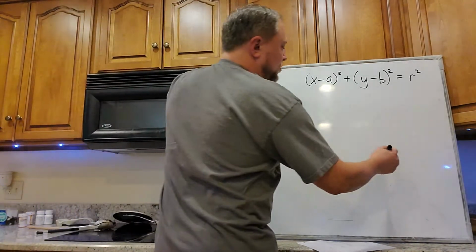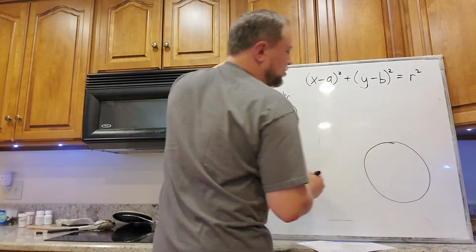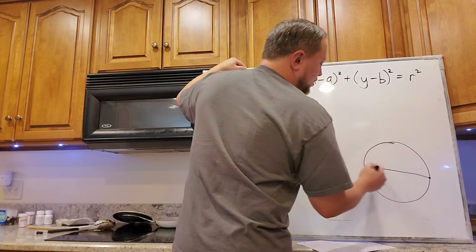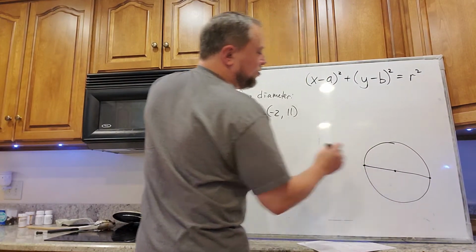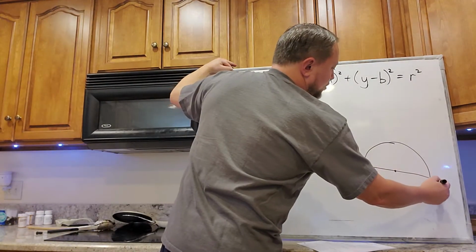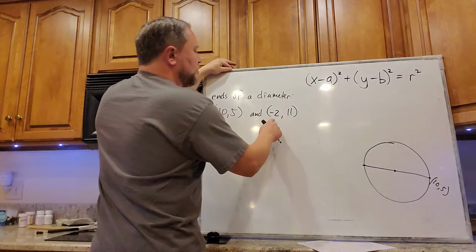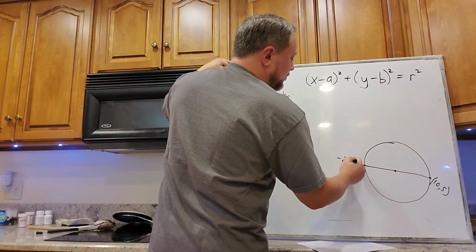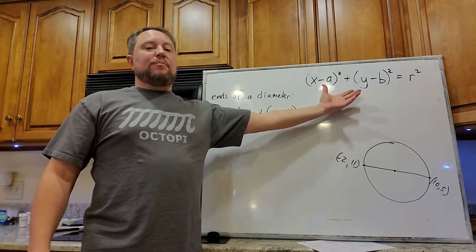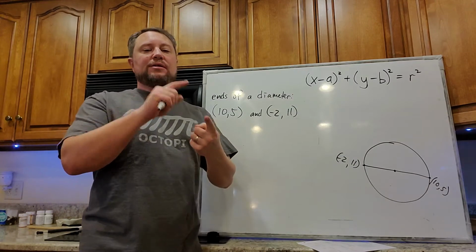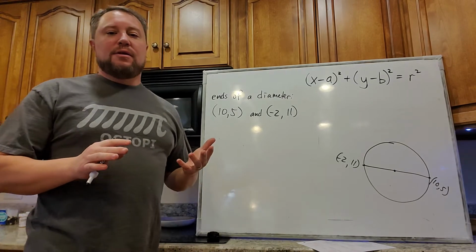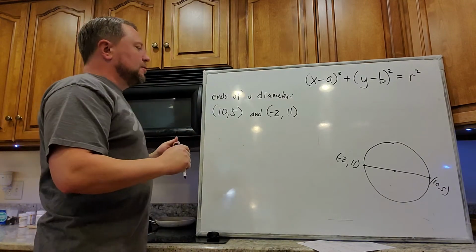So again, if you want a visual of what's going on here, if this is our circle, we've got a diameter. And remember, a diameter does go through the center of the circle. We have a diameter of the circle given where one end has the coordinates (10, 5) and the other point is (-2, 11). Don't forget, to be able to write our equation, we need two things: the center of the circle and the radius. We're going to have to find both of those in this case, because neither was given to us. So let's start with the center.